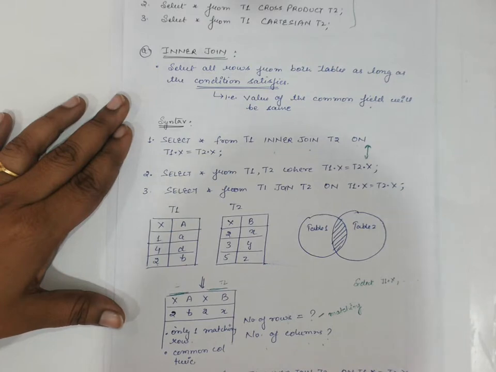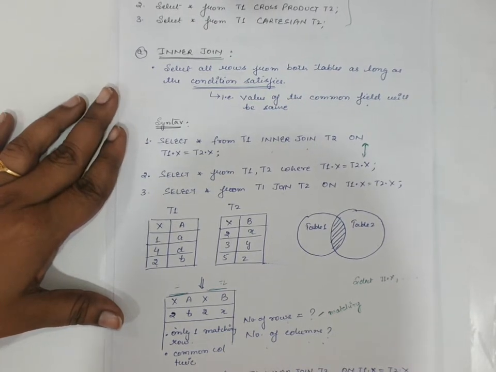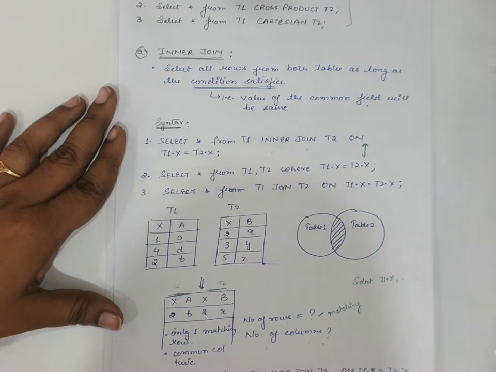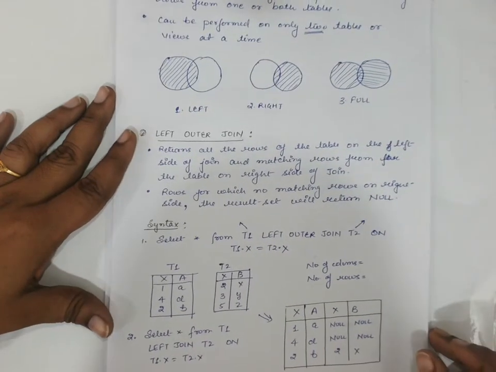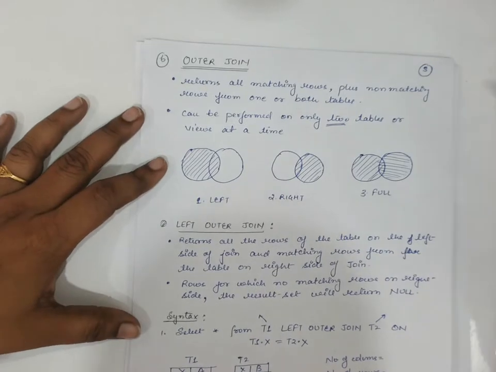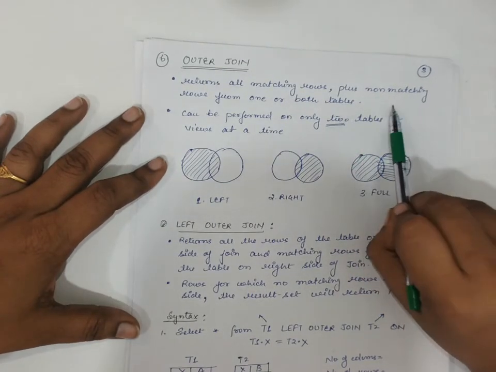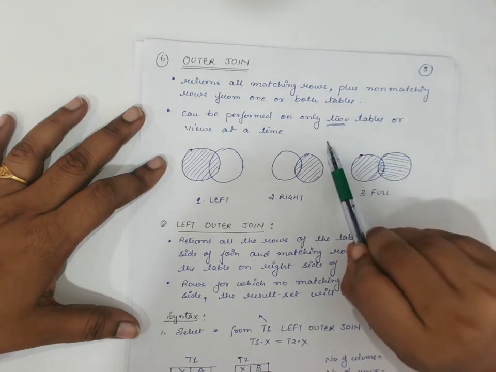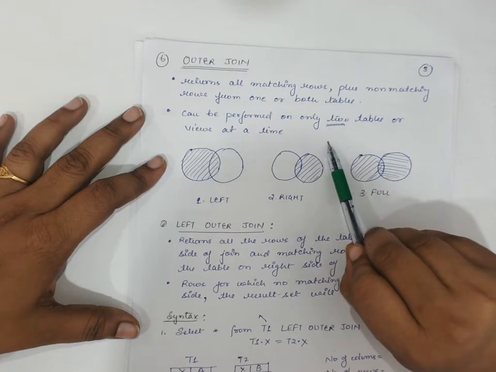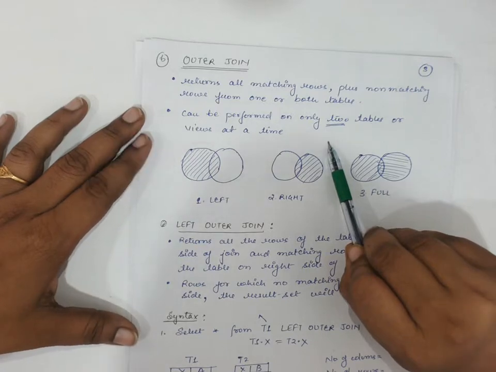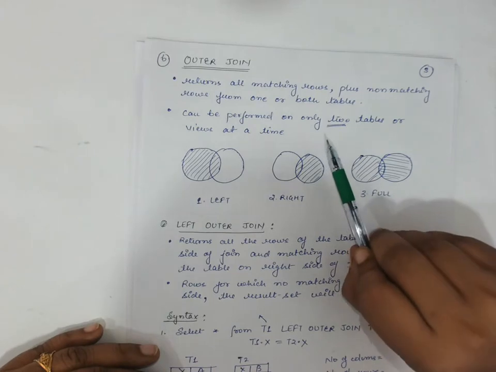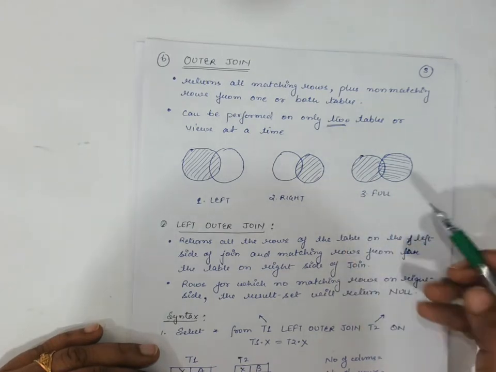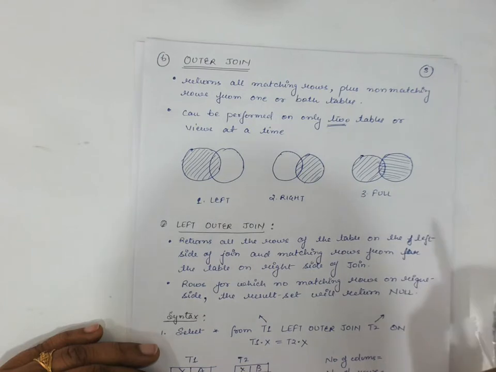Next is the outer join. Outer join is used when you want all the tuples from one table and the matching tuples from the other table. It returns all the matching rows plus non-matching rows from one or both tables. While performing the outer join, we can only perform it on two tables or views at a time, but in the case of inner join you can perform a maximum of 256 inner joins with the help of tables. But in the case of outer join you can only do the joining of two tables at an instant of time.